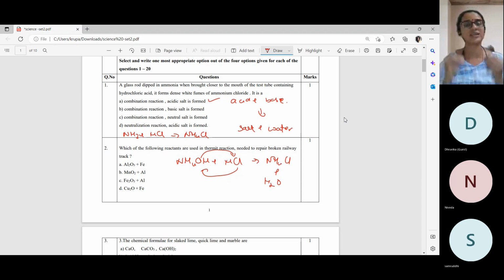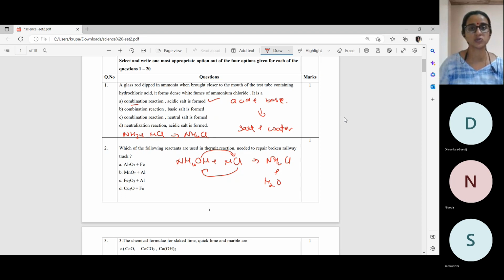Okay, so that means there is the requirement for two products to be formed at the end of neutralization, where one has to be a salt and one has to be water. That's why it cannot be a neutralization reaction. Is that clear? Okay, the first one is right. So that's why it's a combination reaction.